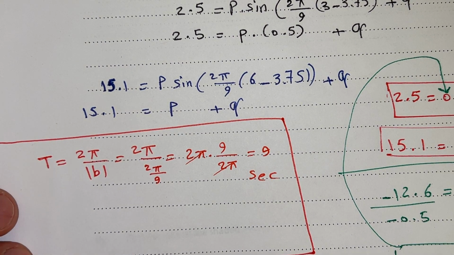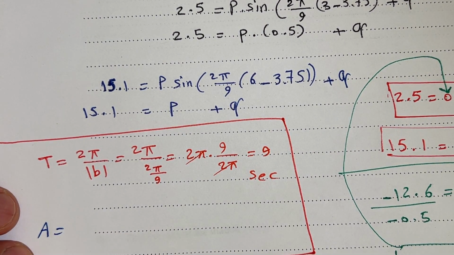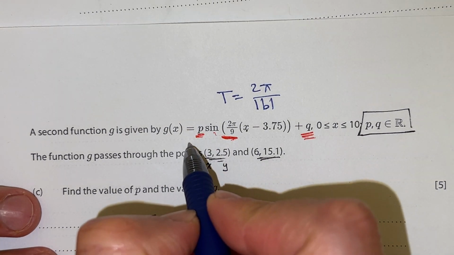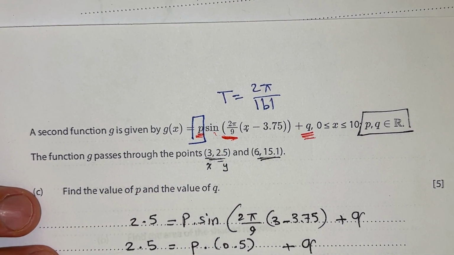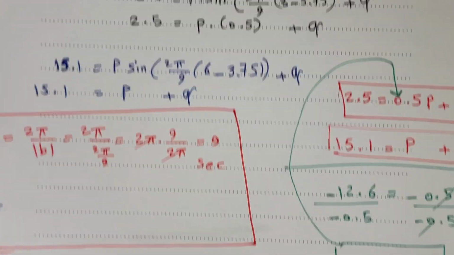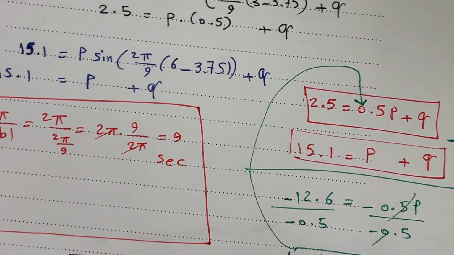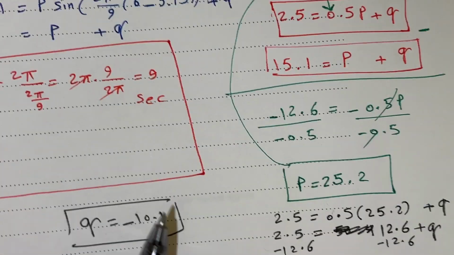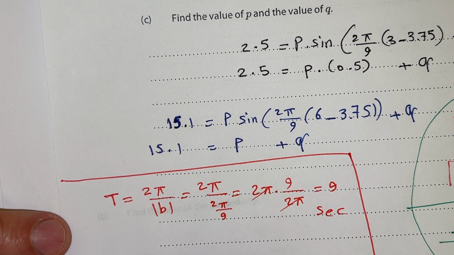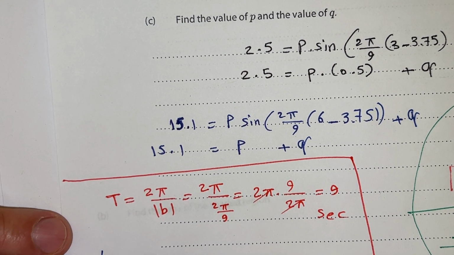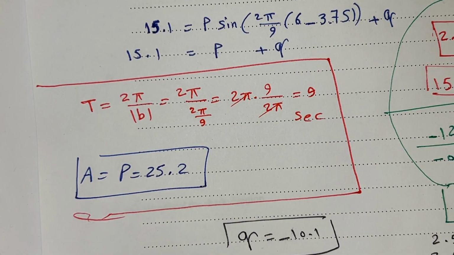If they say, for example, what is the amplitude, which is a? It's the number before sine here, but take it with absolute value, which is p. p here is 25.2. That's all. It's so easy.